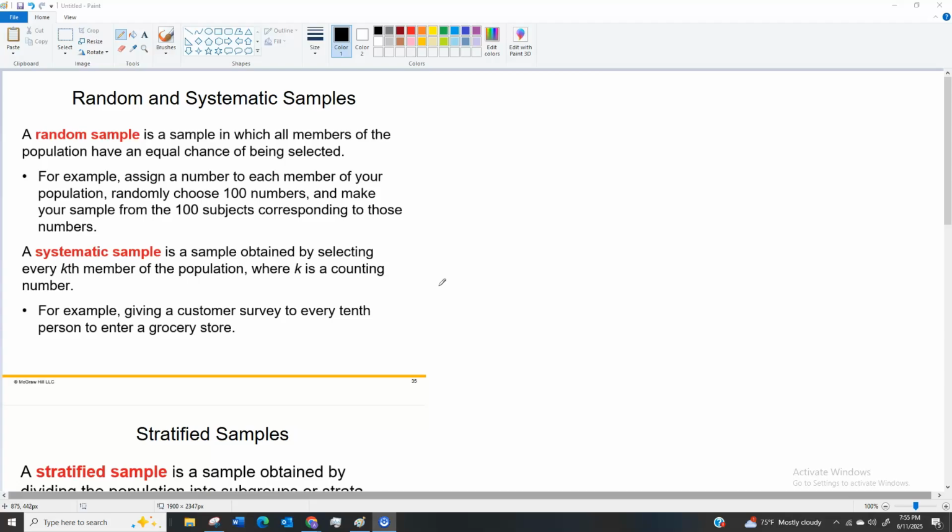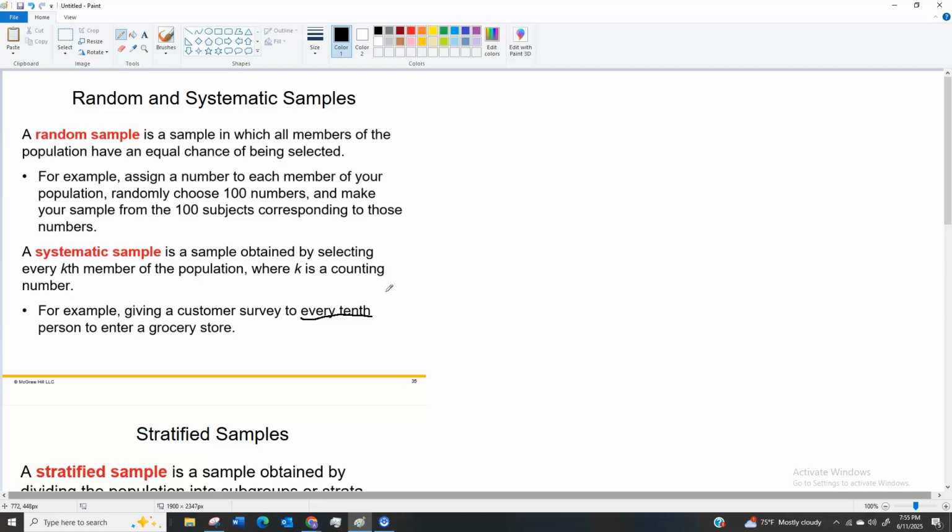Systematic sampling is fairly random, but once you start with the first item, then after that, every kth member is selected. When we say every kth, it's like every 10th, every 5th, every 20th. So let's say when people are walking into the store, you ask to survey every 10th person that walks in.